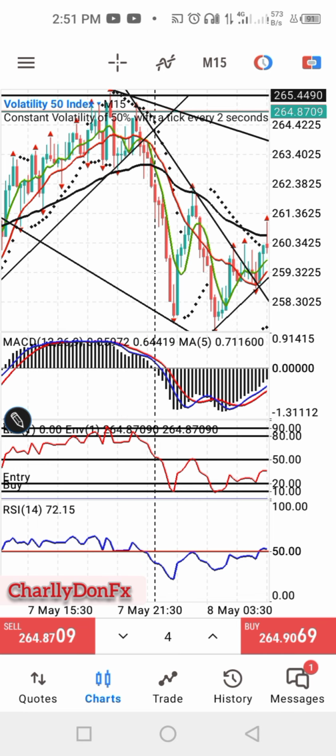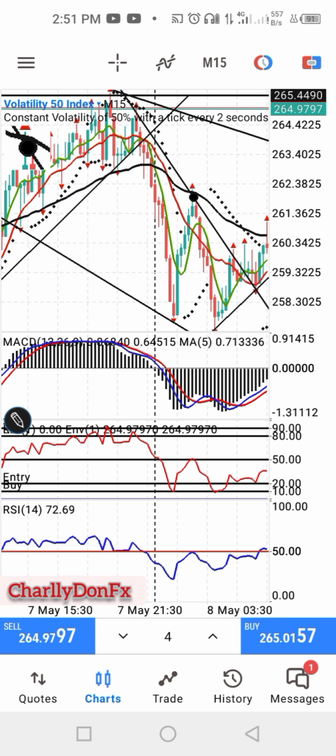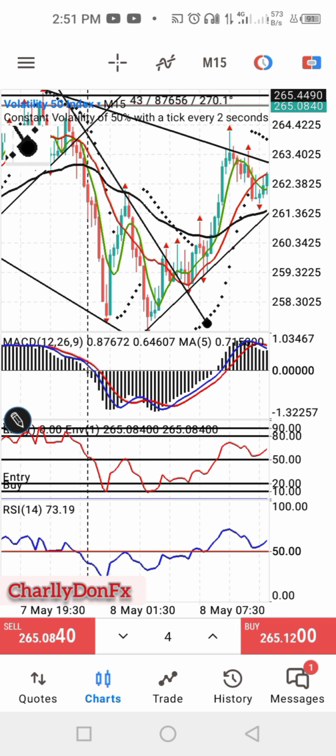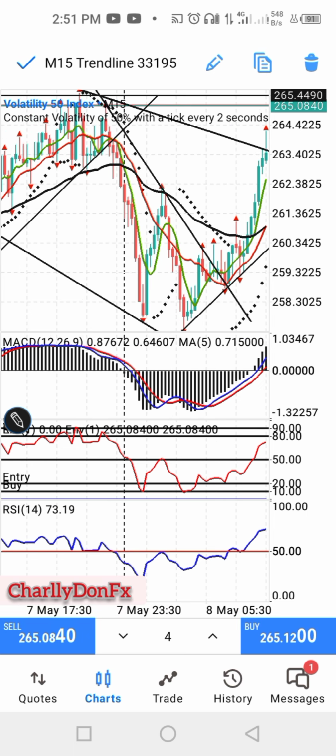Now the next thing you do is look at this trend line, this one. We have to plot our next trend line. Can you see? We'll plot it. Now take a look, guys.